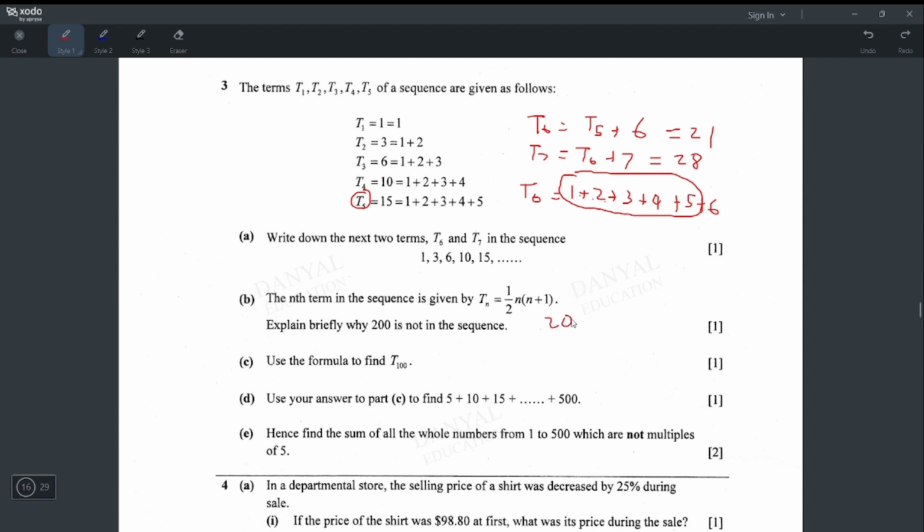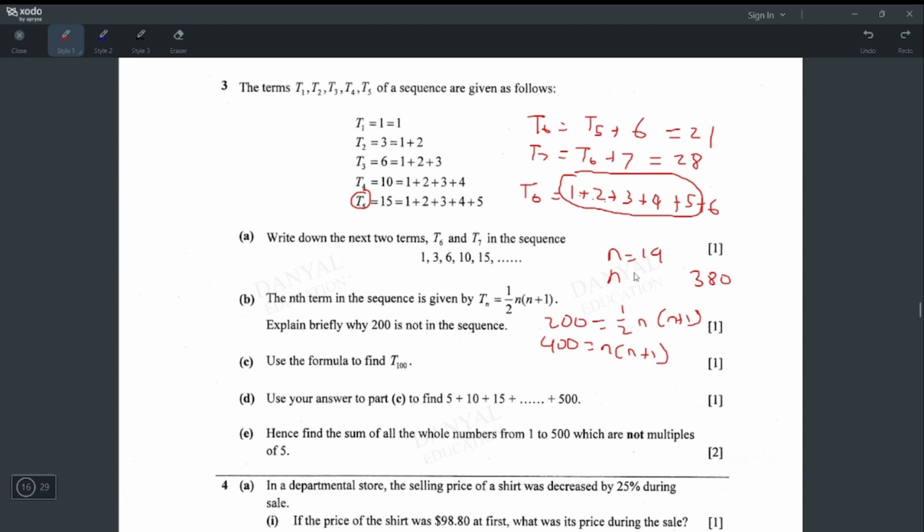So let's say 200 is equal to half n times n plus 1. That means that 400 is equal to n times n plus 1. And you actually notice that there's no possible n for this to be true. So let's first try, let's say n is equal to 19. If n is equal to 19, then n times n plus 1 would actually be equal to 380.